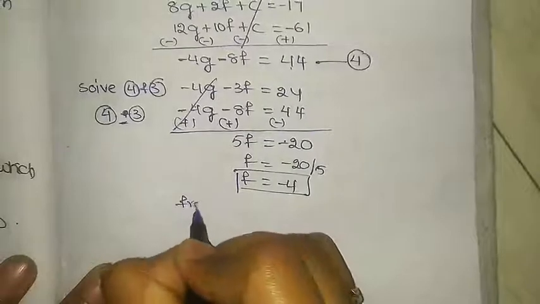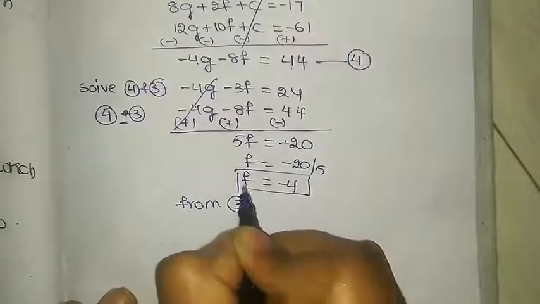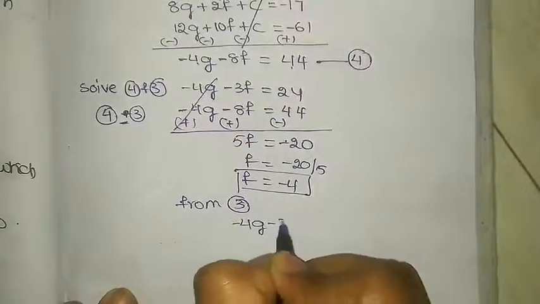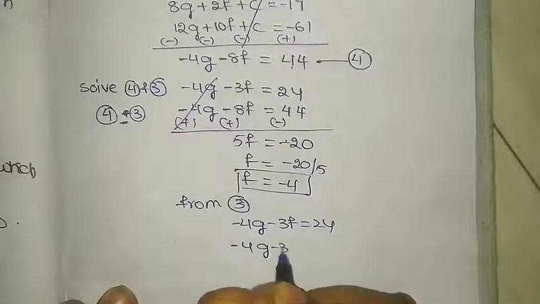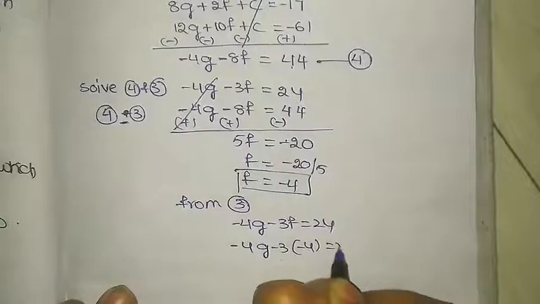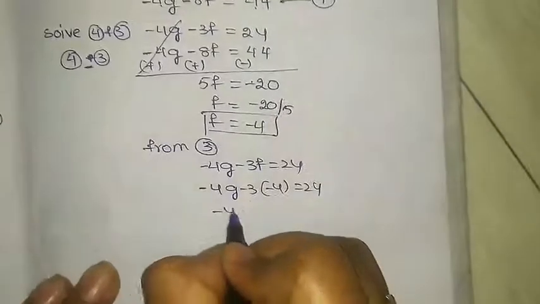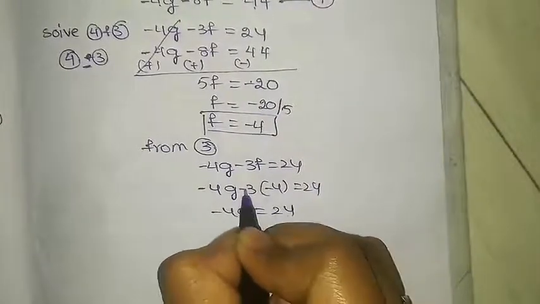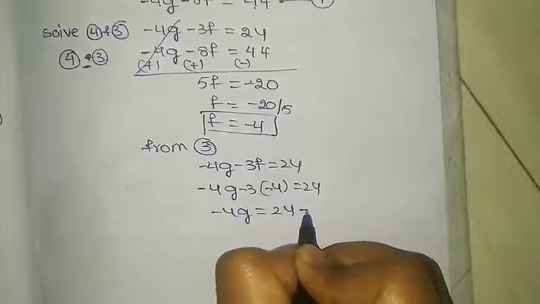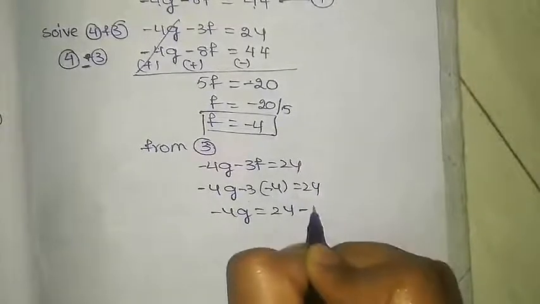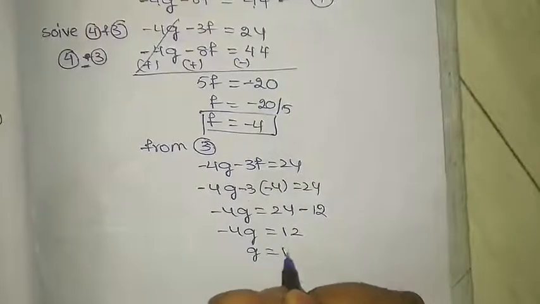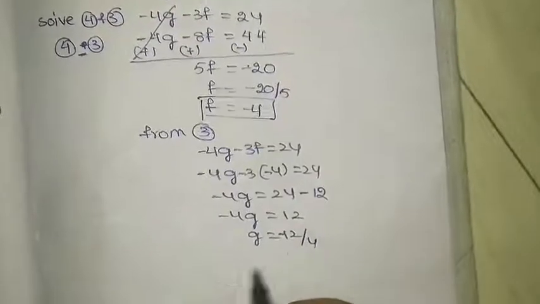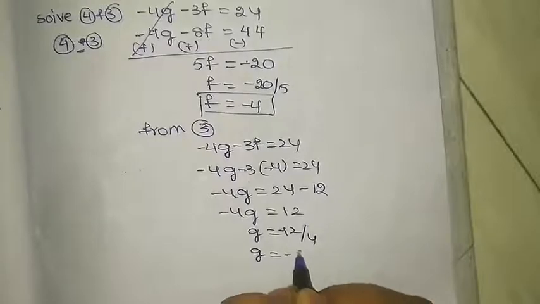So from 3, minus 4g minus 3f is equal to 24. So minus 4g minus 3 into minus 4 is equal to 24. Minus into minus is plus. So minus 4g plus 12 is equal to 24. Minus 4g is equal to 12. So g is equal to 12 by 4. G is equal to minus 3.